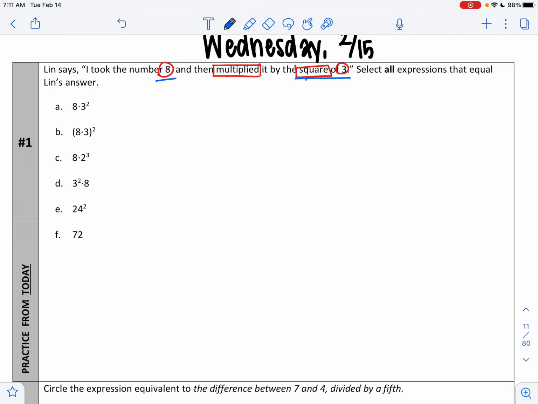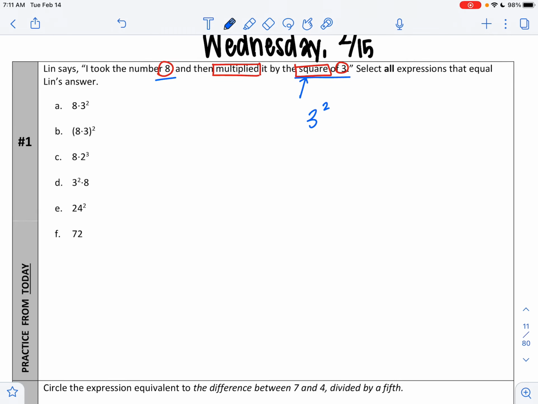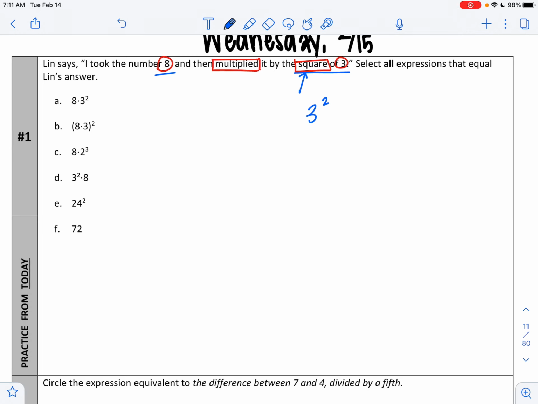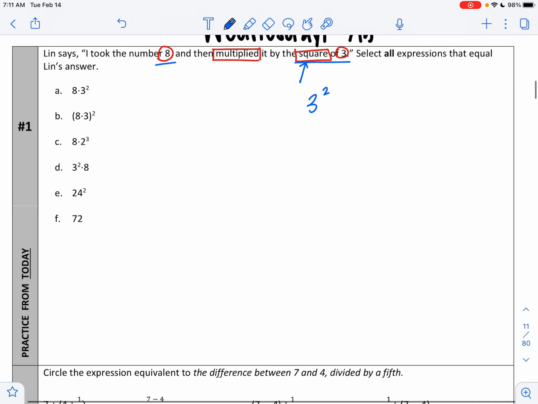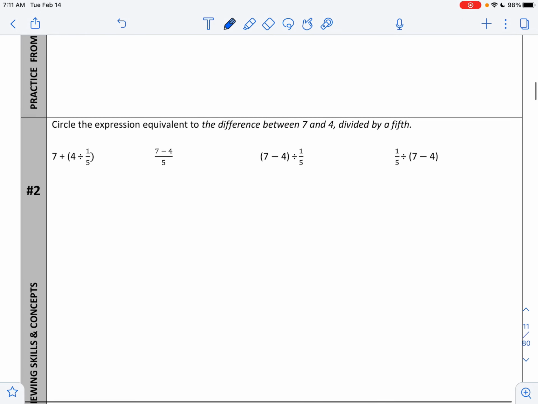Remember that square means raised to the second power, so the square of 3 is 3 raised to the second power. Which one of these options shows the square of 3 being multiplied by 8? There's more than one correct answer, so pause this video and look at your options in question 1. All right, you should have showed me some work and circled answers in question 1.